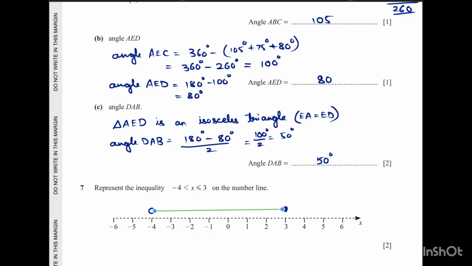So this is the way you can show the inequality of the given inequality. Question 8. Kemi buys P pens that each cost 40 cents. She pays with $20. Write an expression in terms of P for the change in cents Kemi receives for the $20.